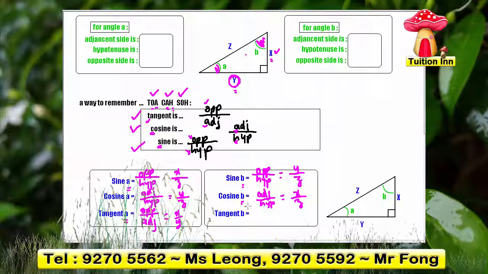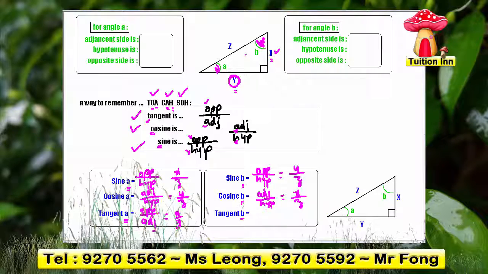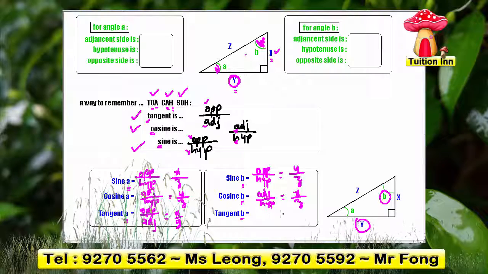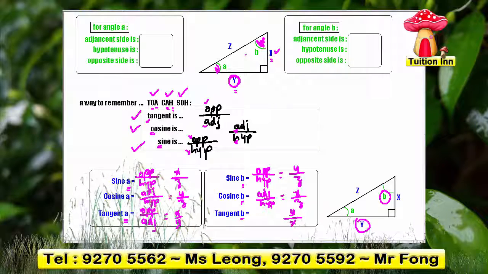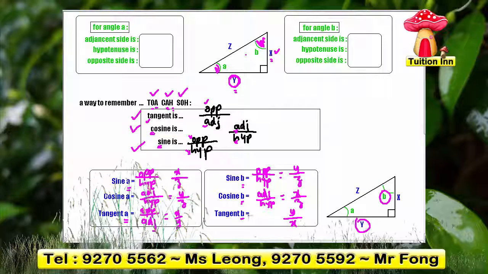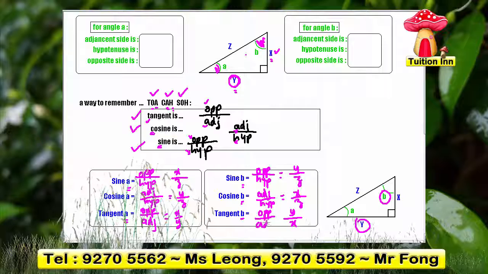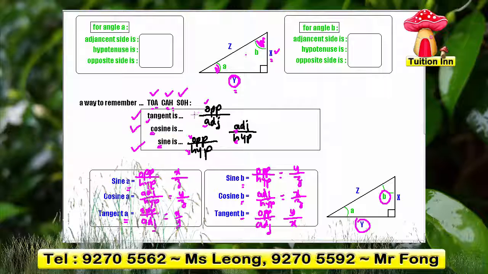And for your tangent B, it's opposite over adjacent. For B, your opposite is this one, y, over your adjacent, x, so y over x. So you see that they are different for most of it. This is how you do your sine, cosine and tangent of the angle that you have selected.